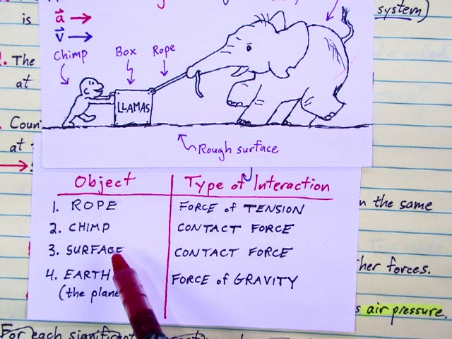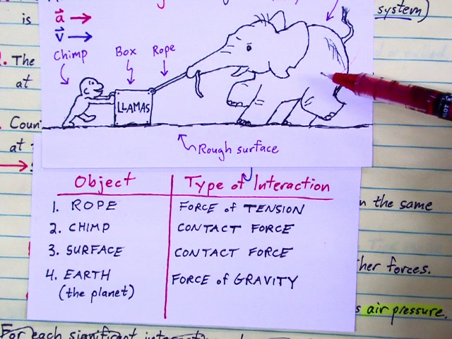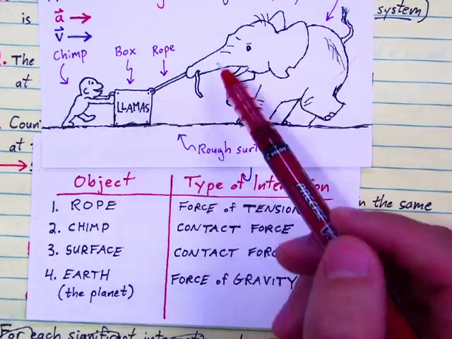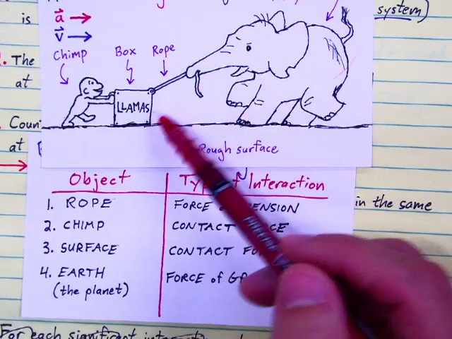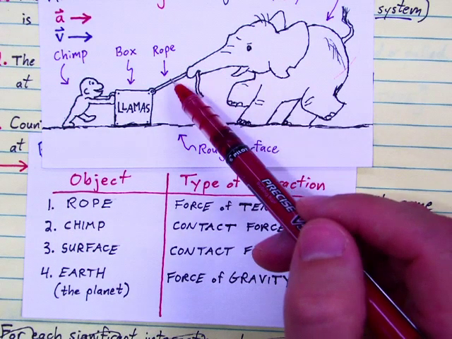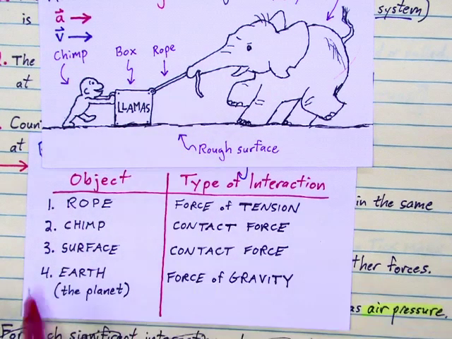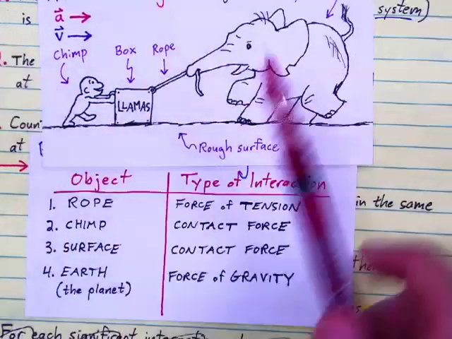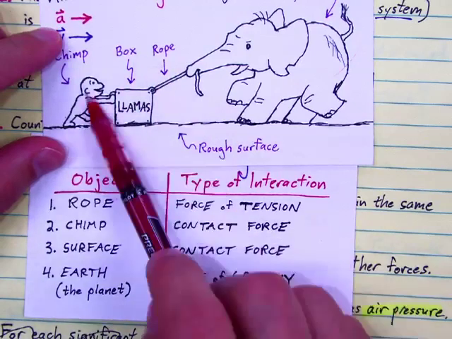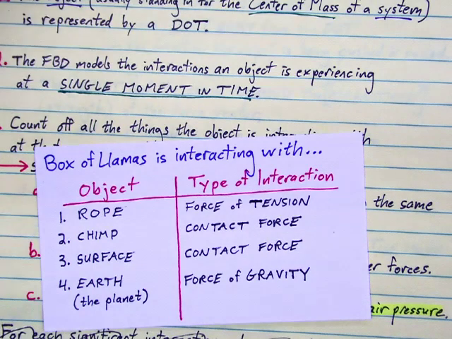Note that we do not have an interaction between the box and this pachyderm right here. The pachyderm is not directly touching the box. The rope is right there, and the pachyderm's holding the other end of the rope, so the rope is interacting with both the box and the pachyderm, but the box itself has no interaction with the pachyderm, only with these three things and the Earth itself. Okay, so there's our catalog of interactions for the box. Let's turn to the next guideline.